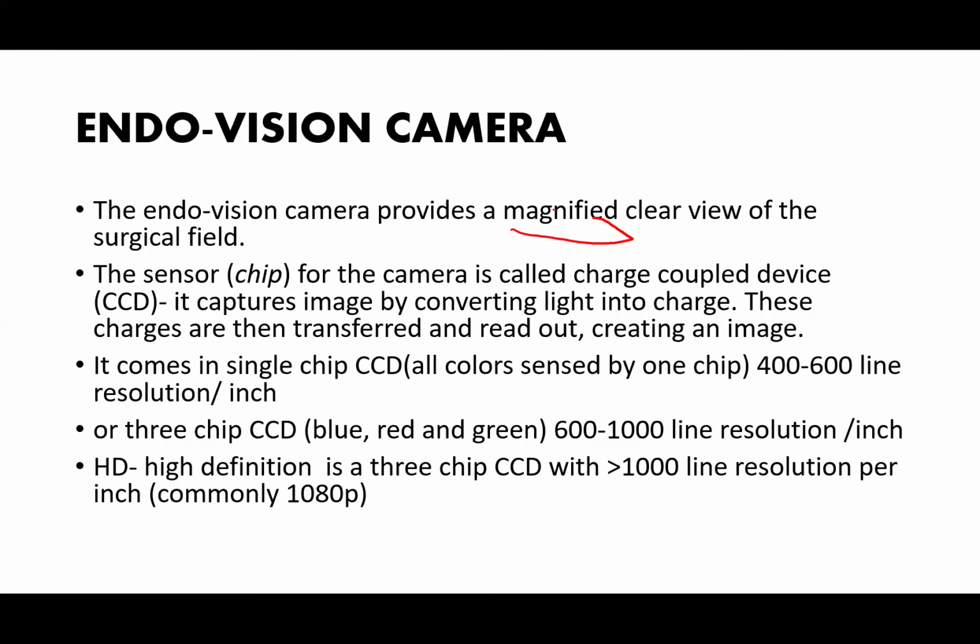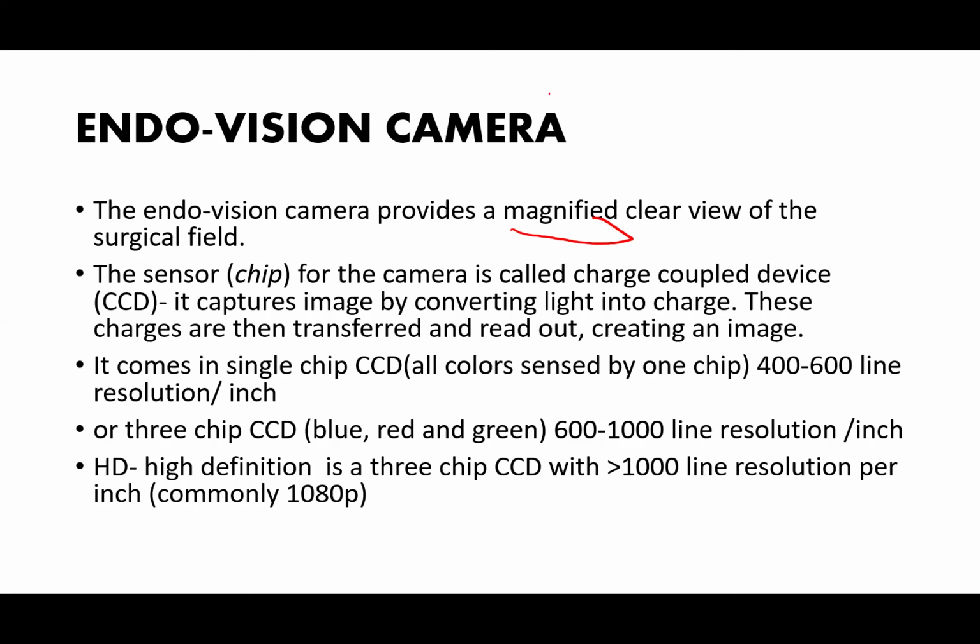Now, there's a 3-chip CCD that has a chip for each color separation, unlike the single chip that combines all the colors via one chip. The 3-chip CCD has a chip for blue, red, as well as green color. So you can see its resolution goes beyond the single chip CCD because it's in a range of 600 to 1000 lines of resolution per inch or pixels.